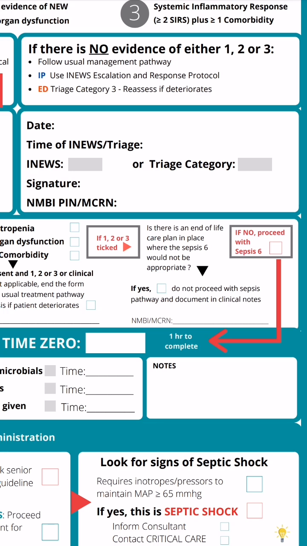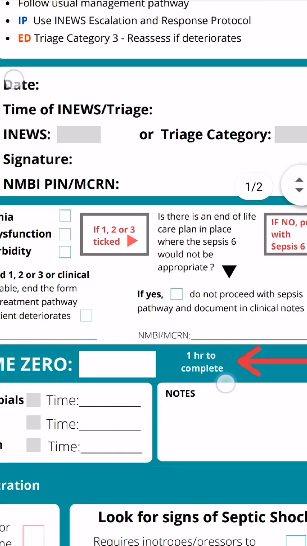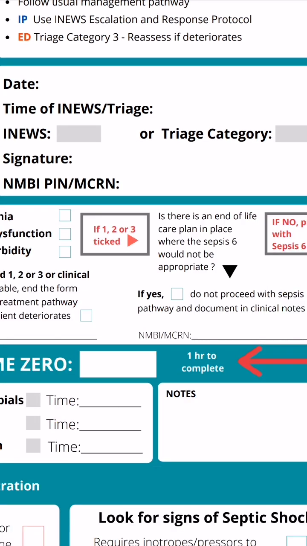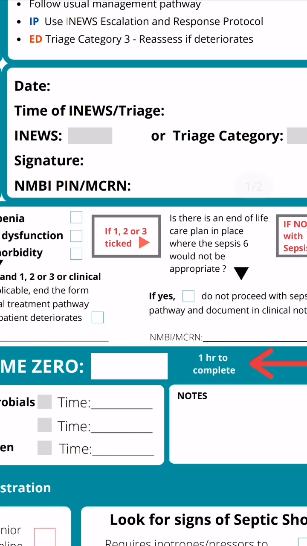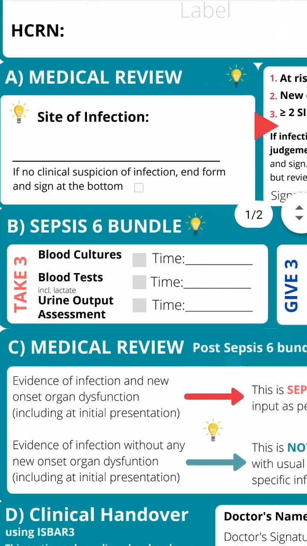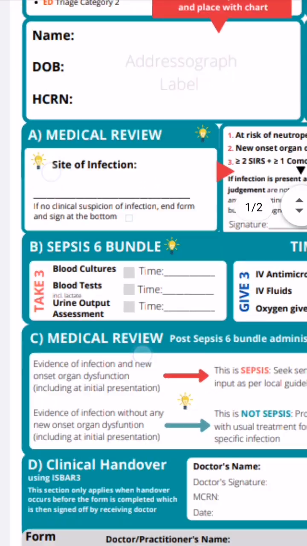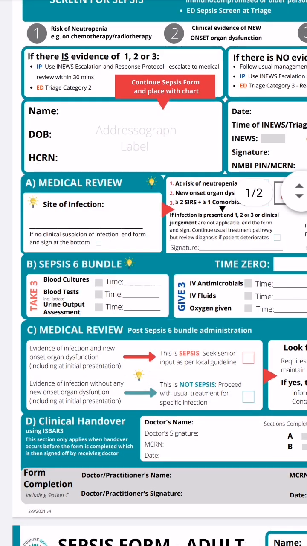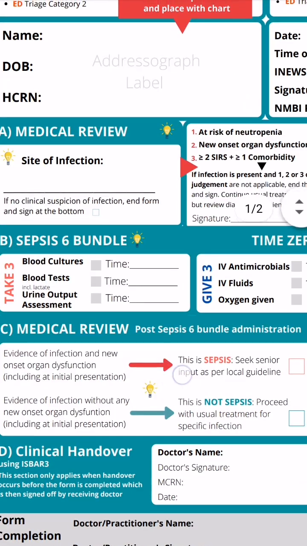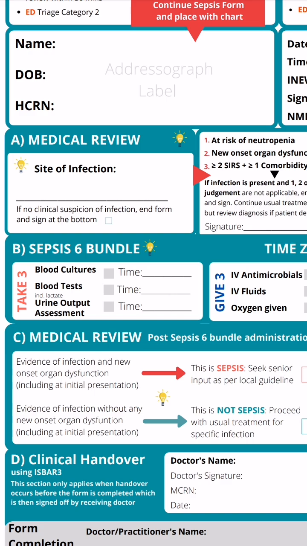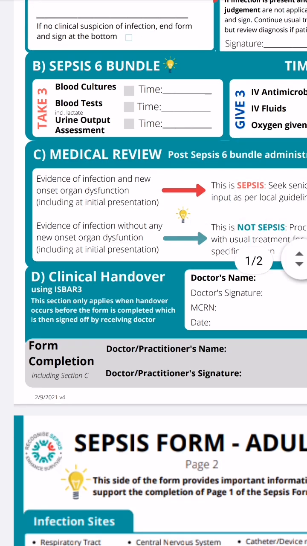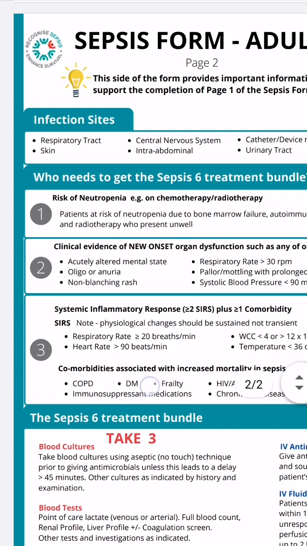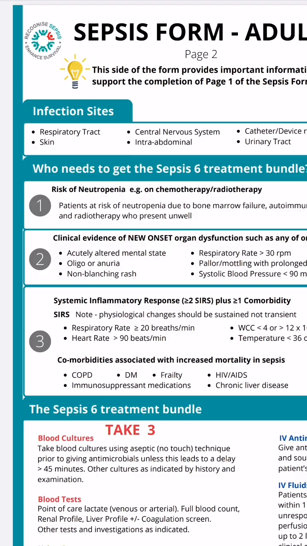We will check the date, time of iNews or triage, iNews score or triage category 1, 2, 3, 4, and then signature and NMBI PIN or the registration number. After that, we will go for the columns A, B, C, D. So A is medical review, site of infection. Where is the site of infection? Meaning where did the infection occur? Where have you notified the infection?